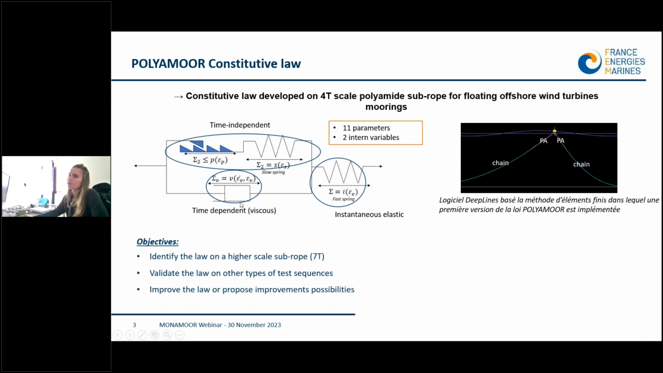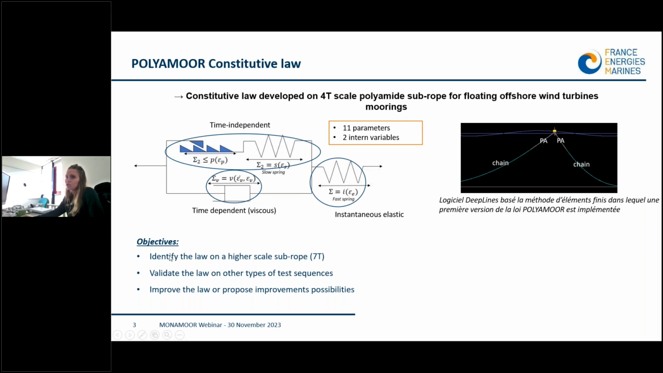And then here is a part that aims at describing the time-dependent response, which is the viscous response of polyamide 6, which is one of the hardest aspects to represent with this type of law. It was developed during the Polyamide project, and it was identified on a 4-ton scale polyamide subrope. So it's a laboratory scale.